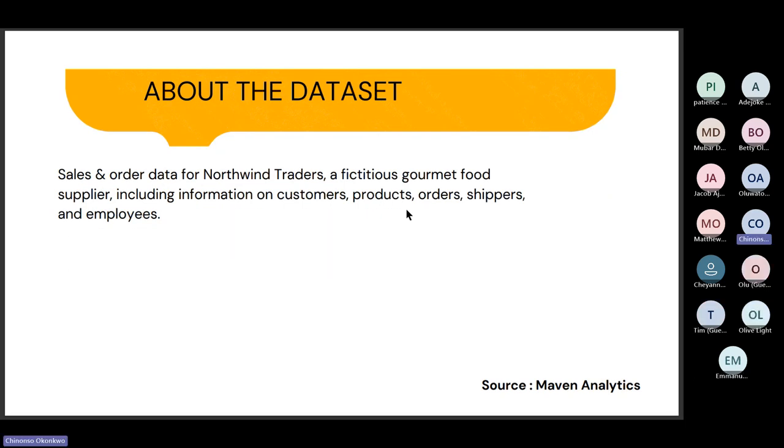Let's get to know the data set. We have sales and other data for Northwind Traders, a gourmet food supplier, including information on customers, products, orders, employees. And we are going to go step by step. Now, this is a project, so this is going to take time. Yesterday we did enough slides and talking.